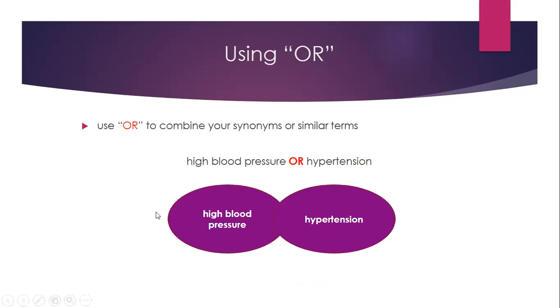So if there's a set of articles in a database where researchers have used the term high blood pressure, and there's a set of articles where researchers have studied the same thing, but have used the term hypertension, if we don't care what they've called it, we can use the word or to combine those search terms, those synonyms or related terms, to get that entire set of results.